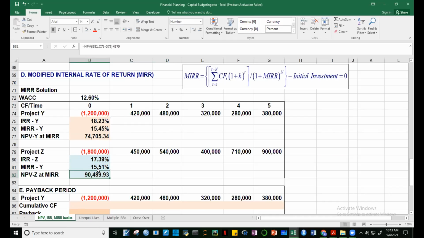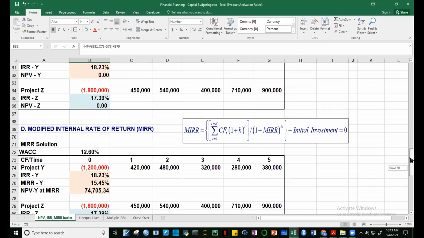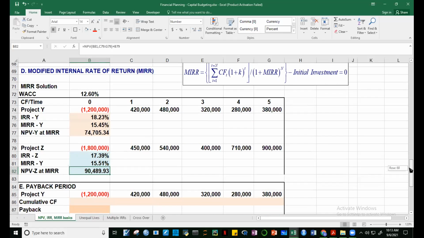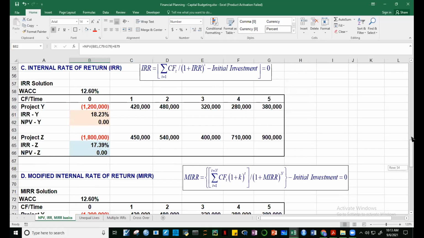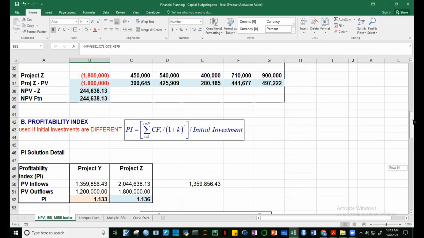In fact, if we check the NPV at MIRR, mas malaki yung NPV that we'll get if we use MIRR as the rate of return. So yung MIRR, guys, that's consistent or it agrees with the NPV. Okay, always. Always, si MIRR at saka si NPV, they will give the same result.